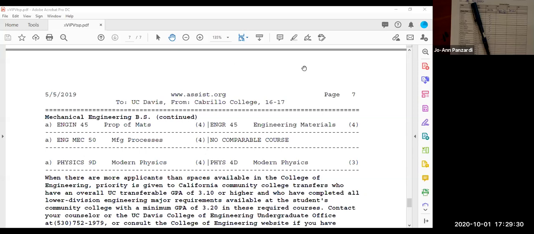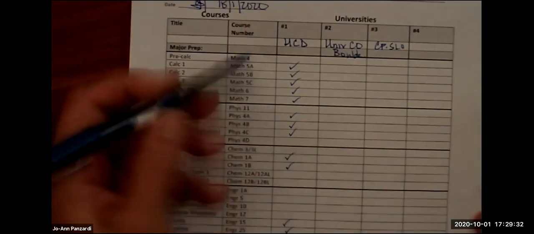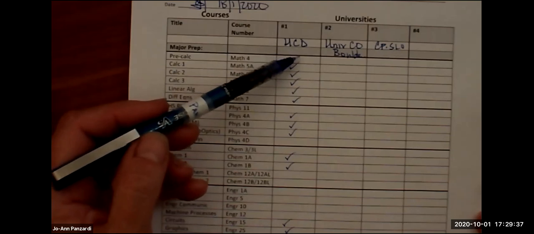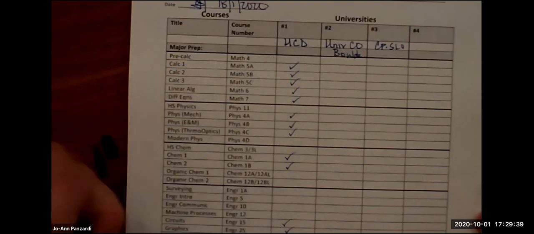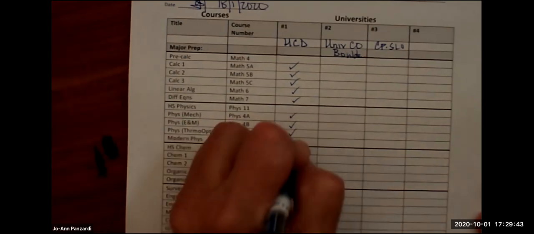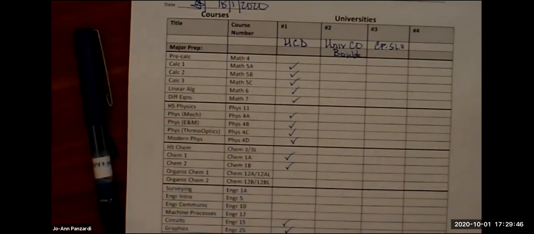Okay, I'm going to stop sharing. So does everybody understand what I did? I looked on Assist because this was a public university in California, and I checked off all the courses I need. And I should check off that physics 4D because that was required for graduation anyway.